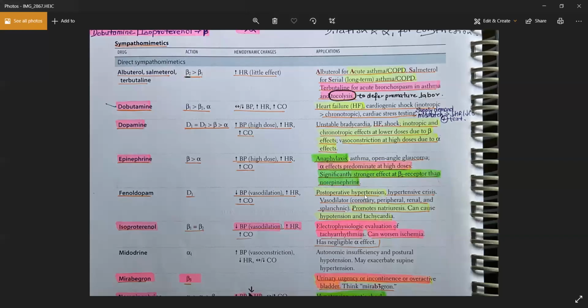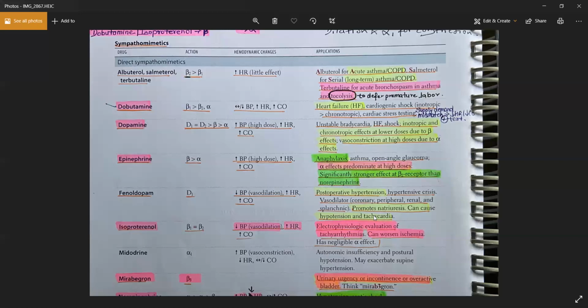So you use this agent for post-operative hypertension, and for vasodilation, especially in the renal areas, the coronary, and the peripheral also. Okay. And because they increase the renal blood flow, more blood filtering can occur, and as a result, they will promote natriuresis. Okay. And they can cause hypotension and tachycardia.